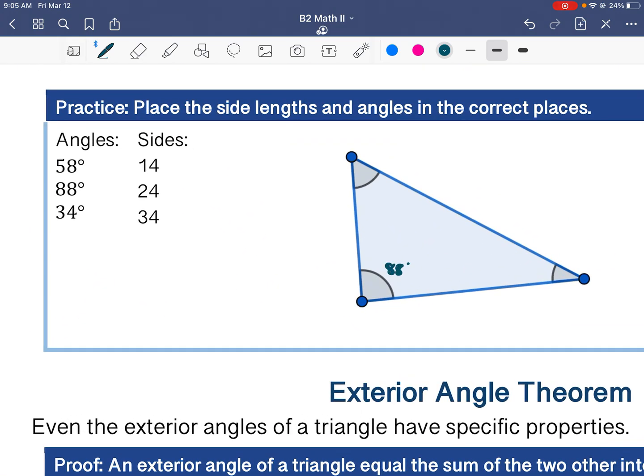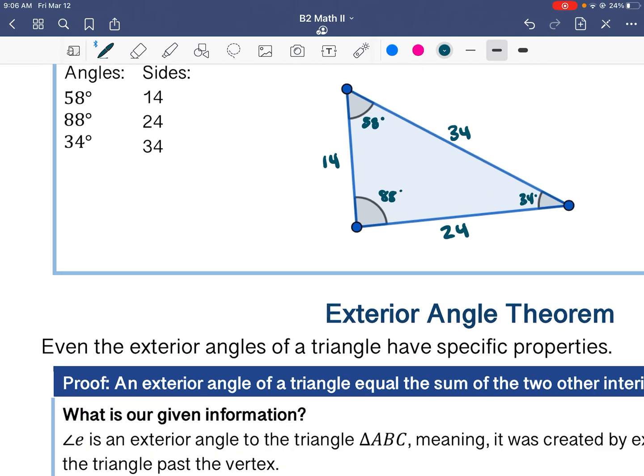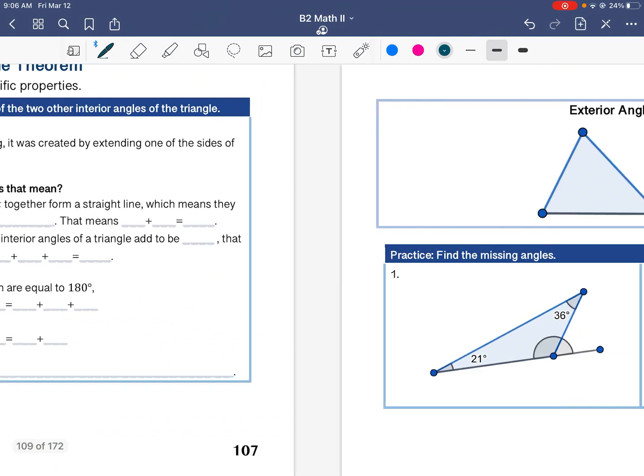So I can tell that this angle is the biggest, so I'm going to put the biggest angle here, 88 degrees. The smallest angle is 34 degrees, and then the middle one is 58, so I just put those in the right place. I know that the longest side has to be opposite the largest angle, so this one has to be 34. And then this smallest side has to be opposite the smallest angle, so this is 14. And this last one is 24.